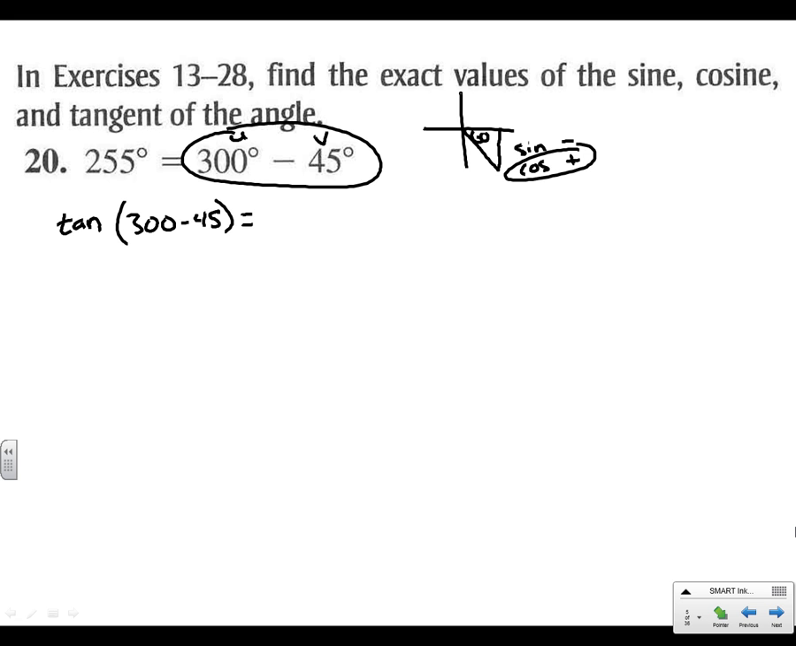All right, so the tangent formula says tan 300 minus tan 45 over 1 plus tan 300 times tan 45. The tangent of 45 is 1.